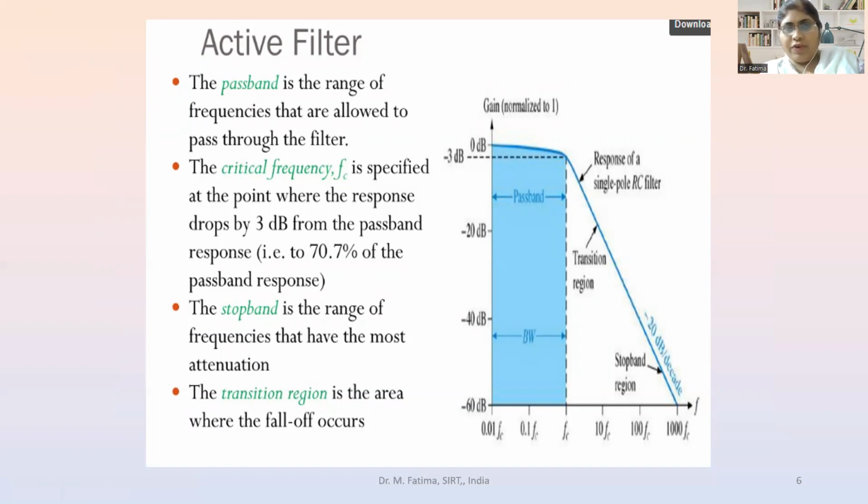The next is the critical frequency. The critical frequency, or the cutoff frequency, is denoted by FC. This frequency is taken at 3 dB down from the maximum value of the gain. So this value you can see here is the 3 dB down value, and this particular frequency is called the cutoff frequency. After this cutoff frequency, the filter starts attenuating the signals.